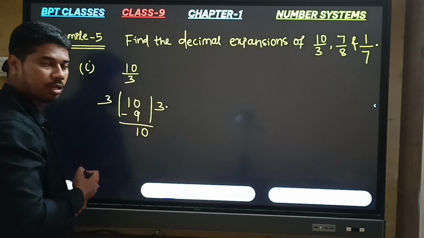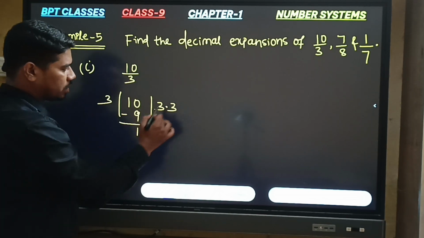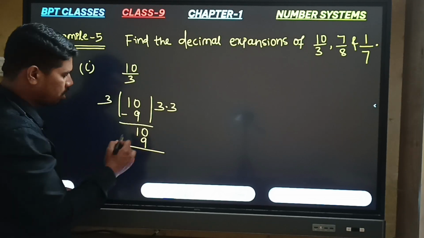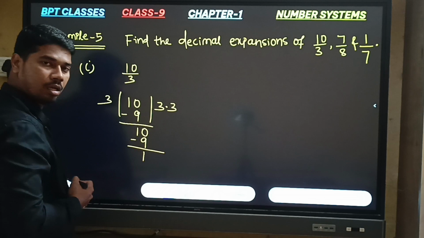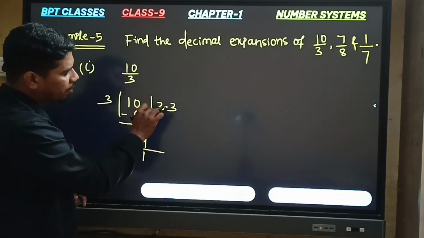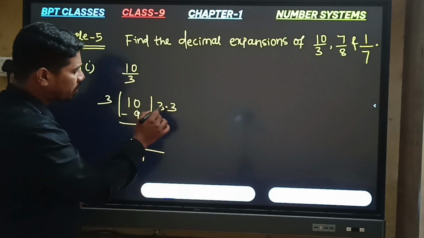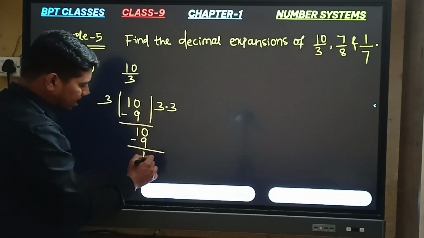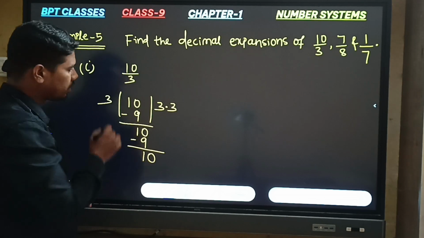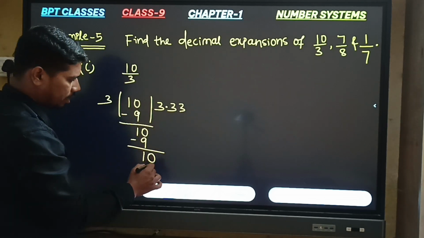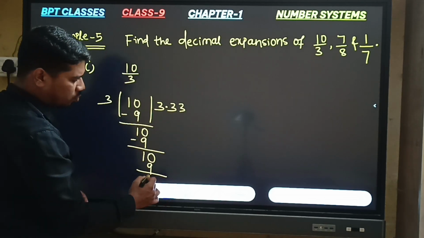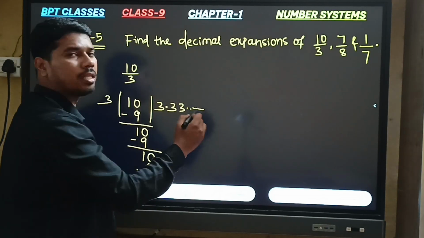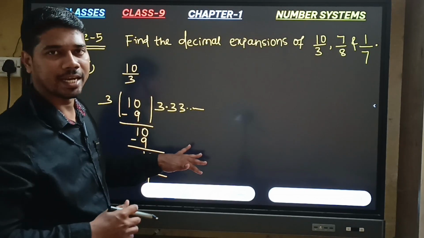Now it becomes 10. 3 threes are 9. Then subtract 10 minus 9, again 1. If you have already used the decimal point, then again 0 will come here. Then 3 threes are 9. Again that is 1. So it is repeating. That means 3.33333, like that it will repeat.